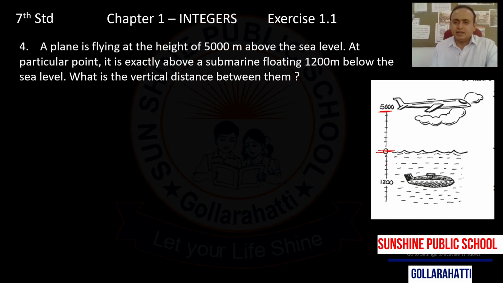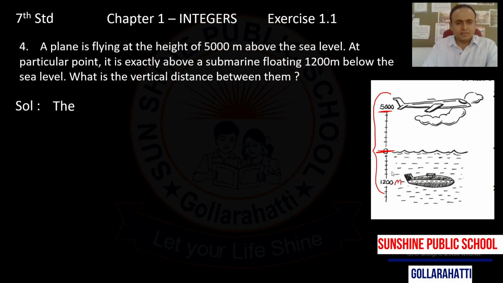And there is a submarine below the sea. The submarine is below the sea, that is 1,200 meter below the sea level. Therefore, what is the vertical distance between the two? You have to find the distance between these two, that is the flight and the submarine.